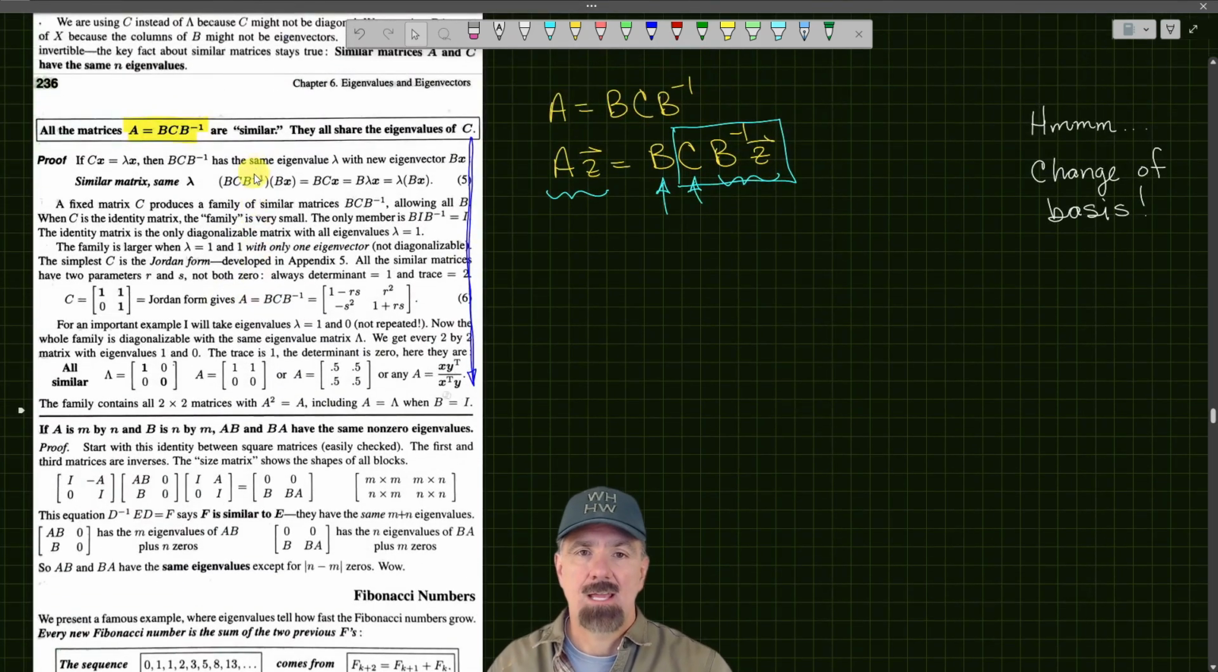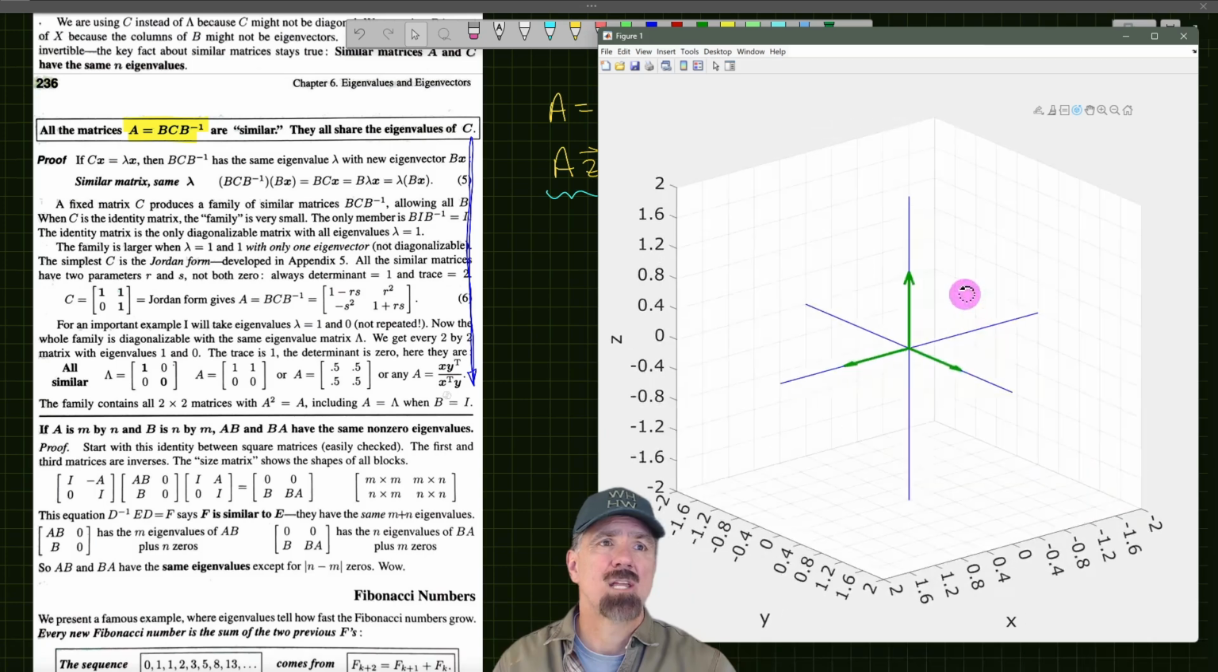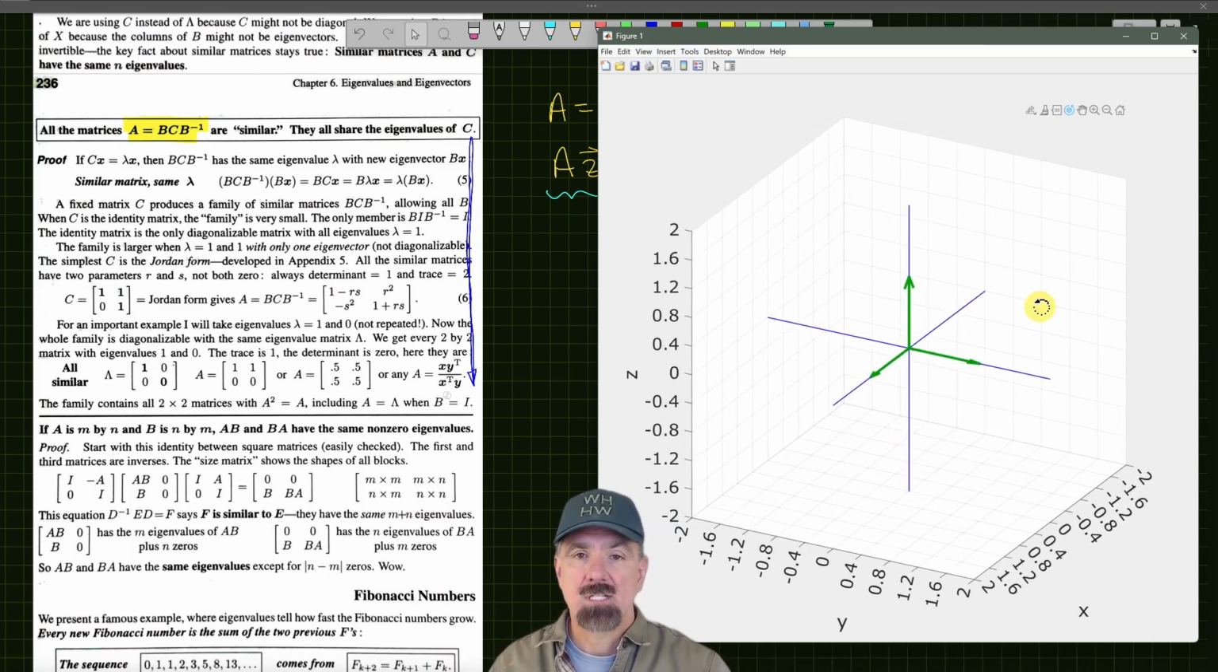So I have a MATLAB application here. Let me pull it up. All right, so what we have here is the standard basis vectors in green. So we just have X, Y, and Z, and this is just a three-dimensional image with the standard basis vectors in green. We also have a matrix, and it doesn't really matter. I can show you what the matrix is, but it doesn't really matter what that matrix is.